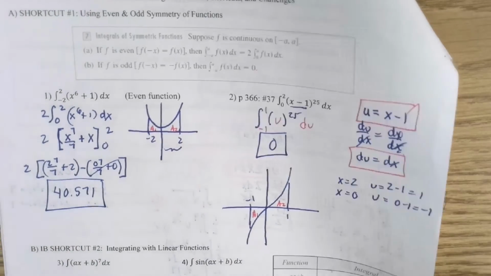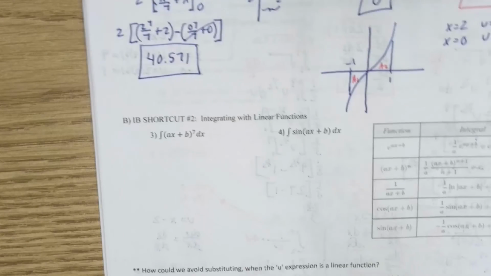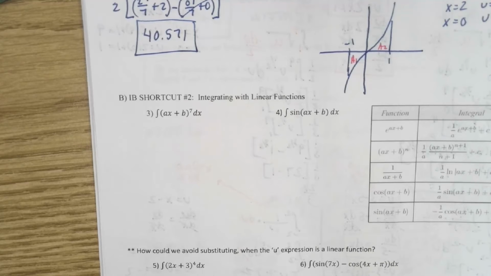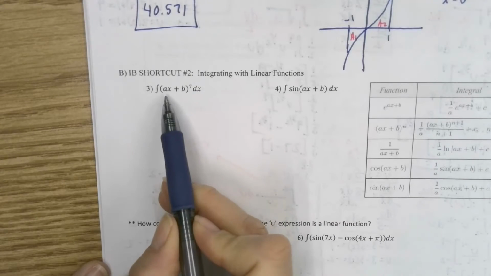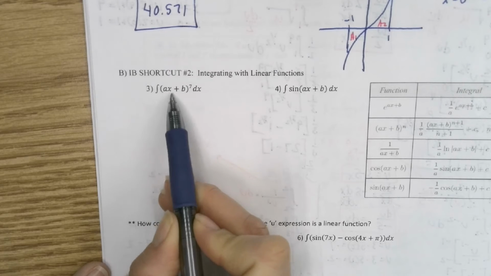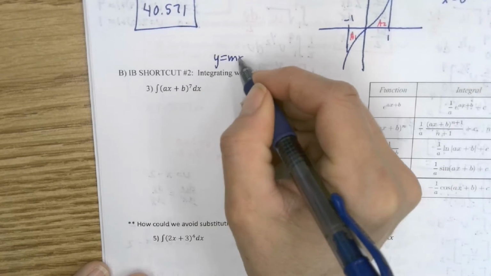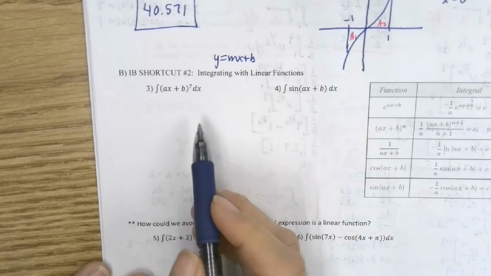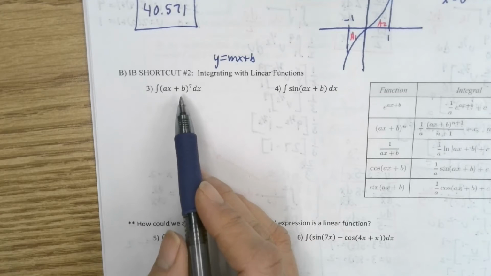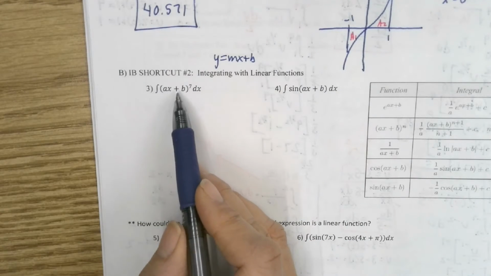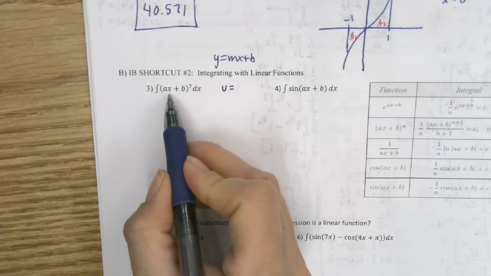Okay, one last shortcut today, and this is really for our IB students. IB allows you to use a shortcut where we can bypass u substitution on the situations where your inner function is linear. Linear meaning y equals mx plus b. So in this case, ax plus b. So I'm going to use number 3 to kind of illustrate it. If I were to integrate this, I know that I would be setting up my u substitution expression as ax plus b.